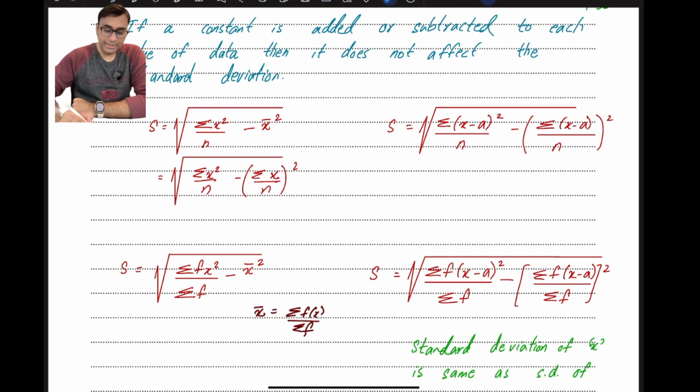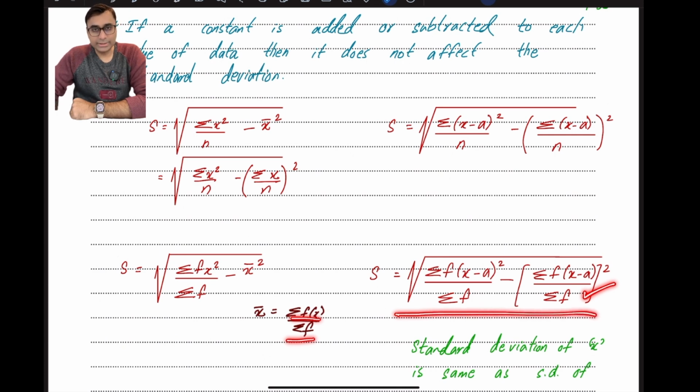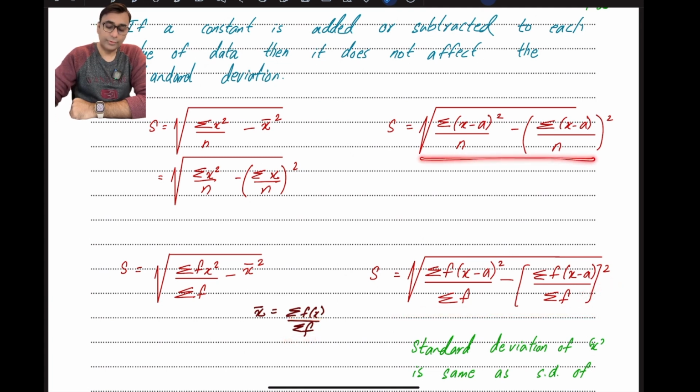So if I replace it with the coded data in place of x square, I'm going to get x minus a whole square. So it will become sigma f x minus a whole square over sigma f. And in place of x bar square, I'm going to get sigma f into x minus a over sigma f whole square. This will get me the standard deviation of x minus a, which should match the standard deviation of the original x. So I can use this formula for raw data and this formula for the frequency table to directly calculate the standard deviation.